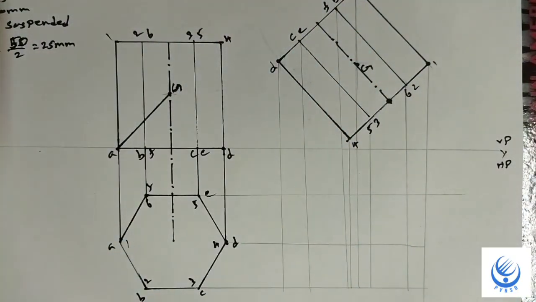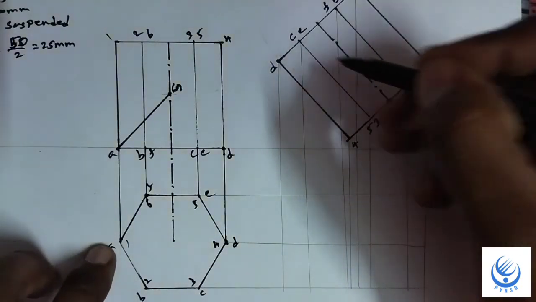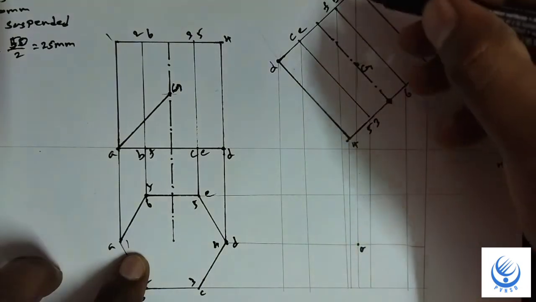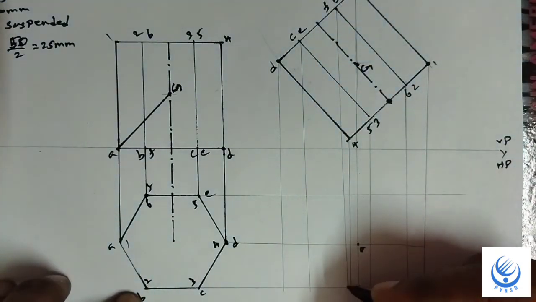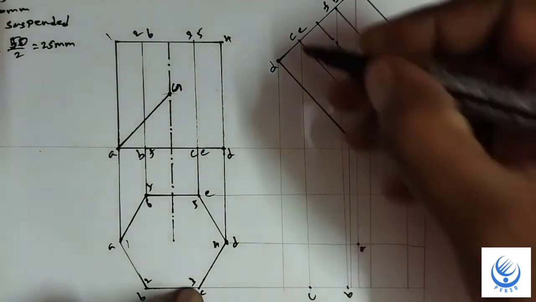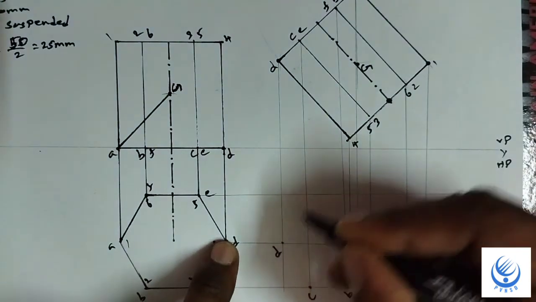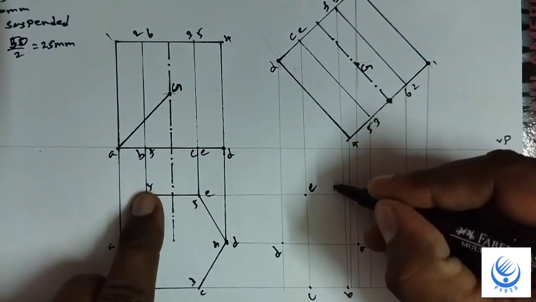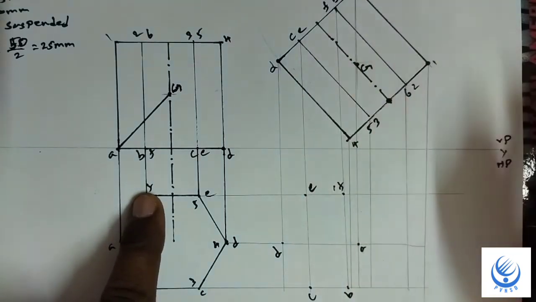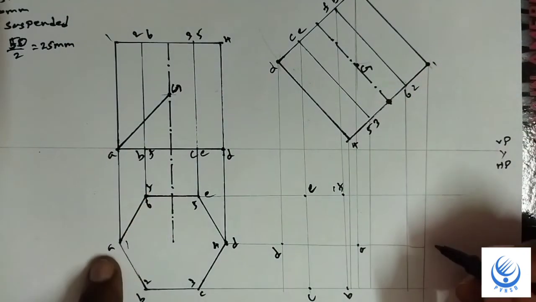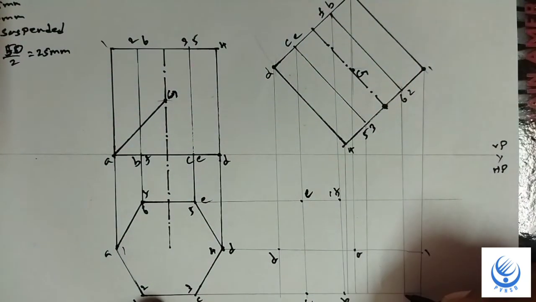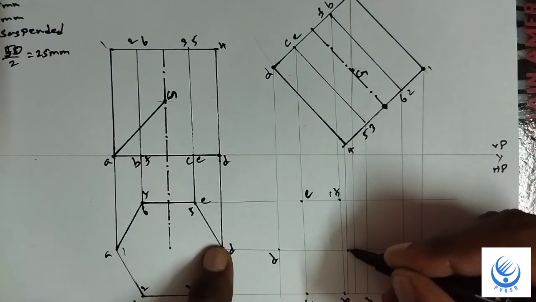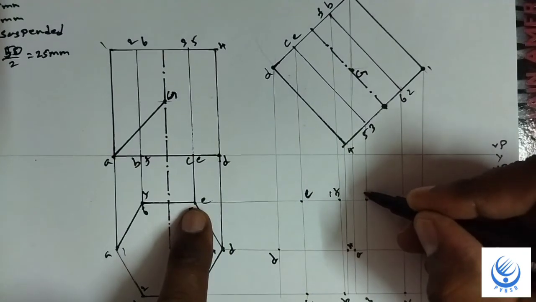The next step is to mark the points. This is A, the line is A. Next B, next C, this is the point D, this is the point E, and this is the point F. Next, this is the point 1, next point 2, then 3, then 4, then 5 and 6.